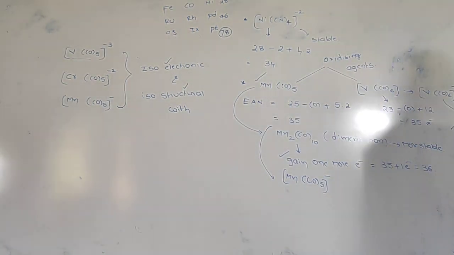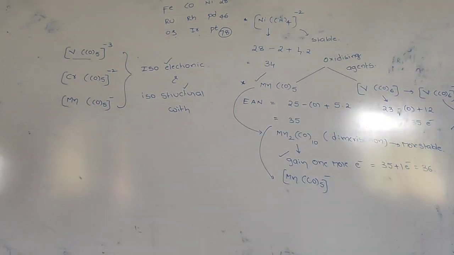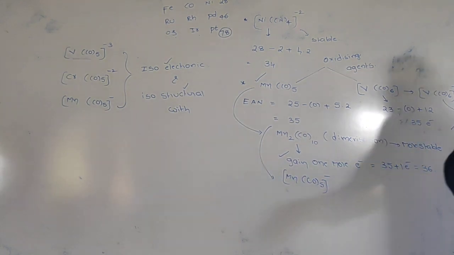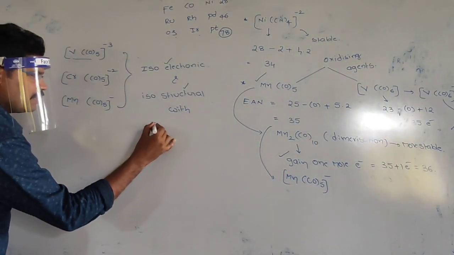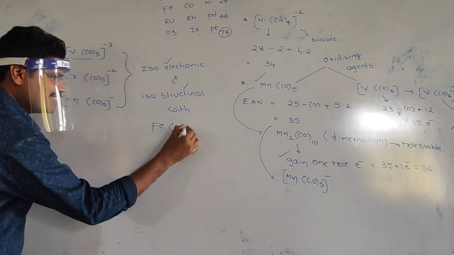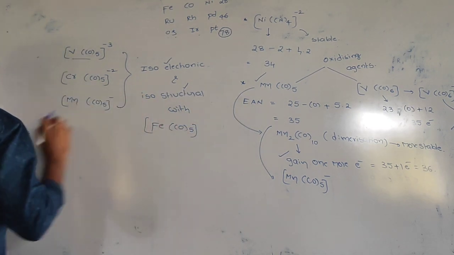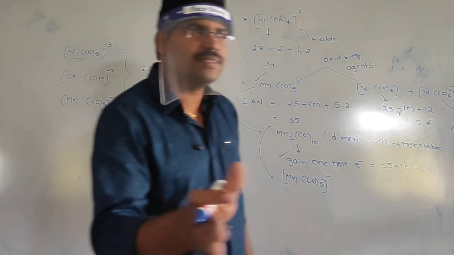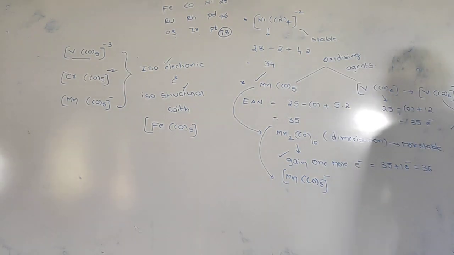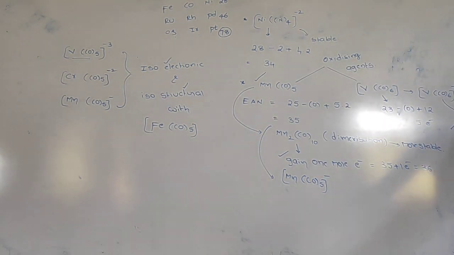24 plus 10, actually plus 12, is 36. Next one, 35 plus 1, 36. They are all isostructural and isoelectronic with FeCO5. Just look at that, that's enough. Because FeCO5 means 26 plus 10, 36, absolutely isoelectronic.